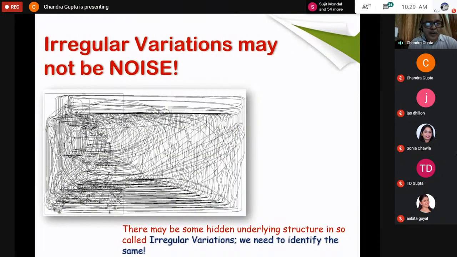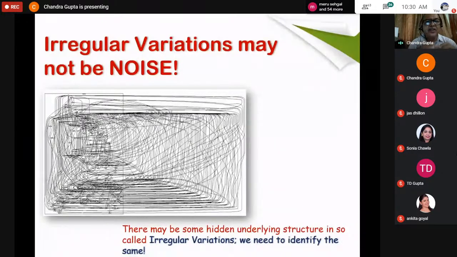Irregular variations may not be noise. Traditional theory says that it's all noise, throw it out. It doesn't have any information, forget about it. But modern theory says no, it's not that. Even that irregular variation which you see in your data may have certain information, and that information can be captured and used for analysis purposes and for forecasting purposes.